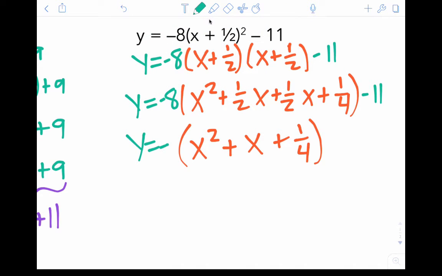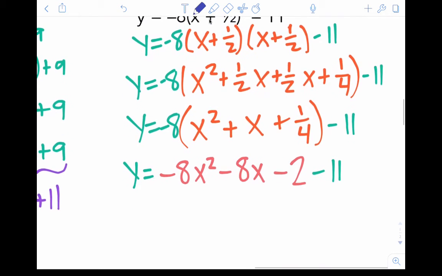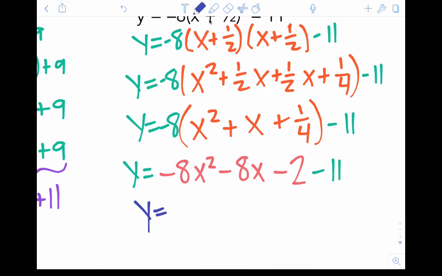Now my next step is to multiply through with that -8, with that a value. So I have -8x squared minus 8x minus 2. And then I still have that minus 11 on there. My last and final step is to combine that -2 and -11. So I have y equals -8x squared minus 8x minus 13. That is my equation in standard form. That is all that I need to do.